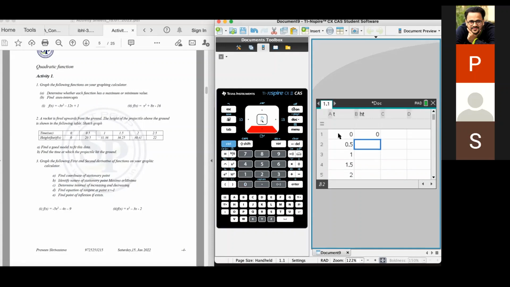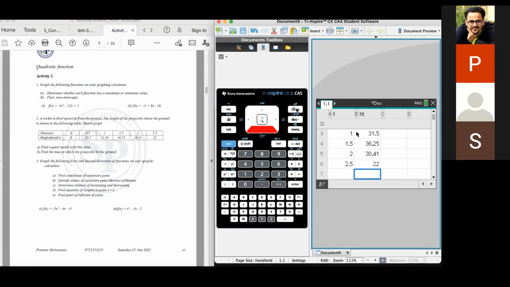T values are 0, 0.5, 1, 1.5, 2, and 2.5. The heights are 0, then 20.5, 31.5, 36.25, 30.41, and 22.